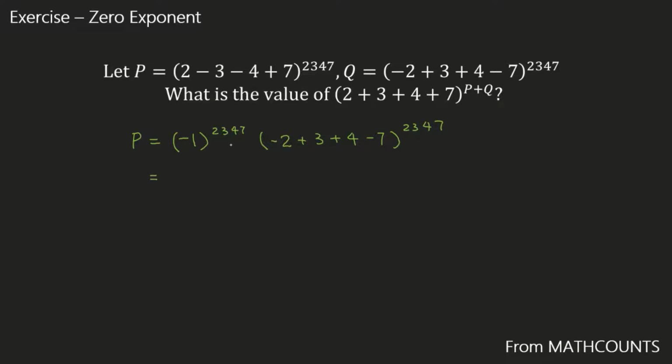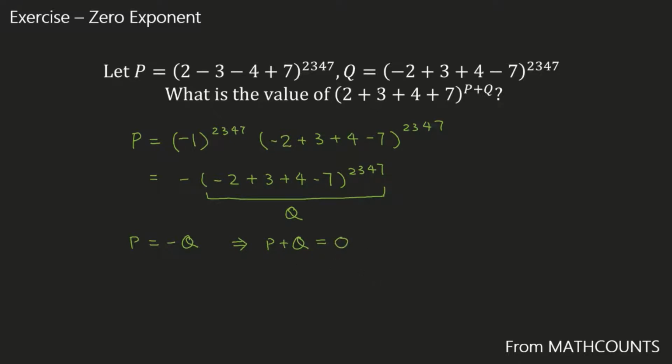So we have -1 raised to an odd power. So we know that equals -1. So this becomes negative -2 plus 3 plus 4 minus 7 raised to the power of 2347. Now if you take a look at here, this is Q. That's what's given in the problem. So what this tells us is P is equal to -Q. And that means P plus Q is equal to 0.